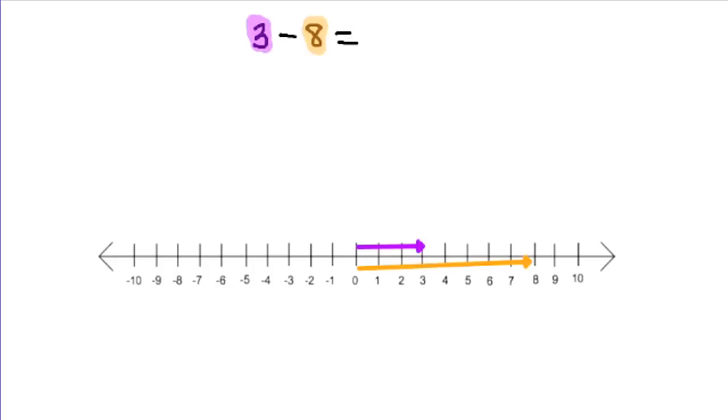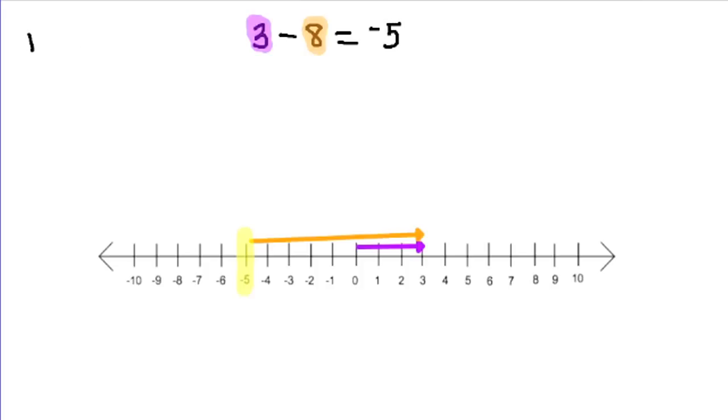So once again, if this were addition, we would start by going 3 steps to the right, and then we would go 8 more steps to the right. But because this is subtraction, we will do the opposite of 8 to the right, which is 8 to the left. And we can see by the placement of our arrow that it is at negative 5. So this leads us to believe that 3 minus 8 is equal to negative 5.